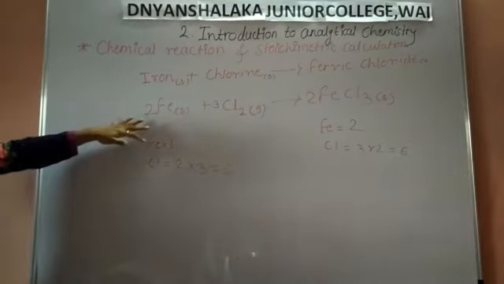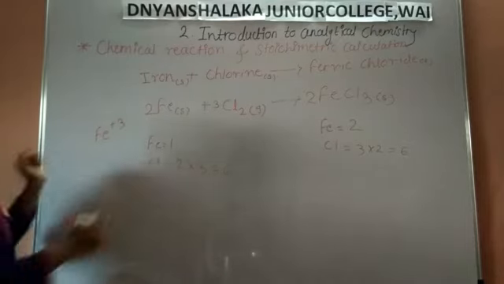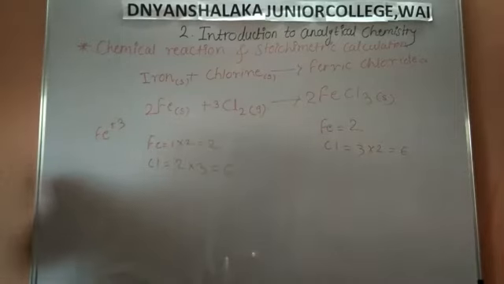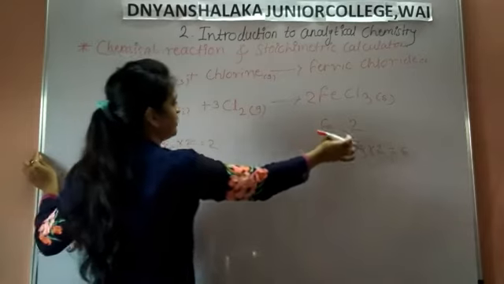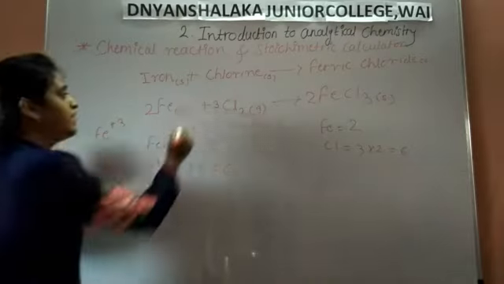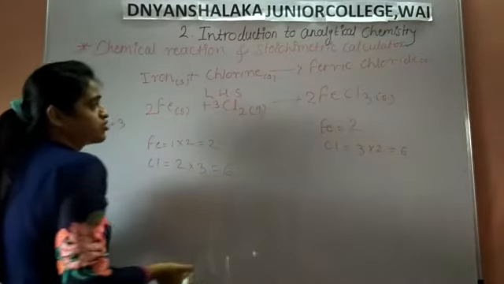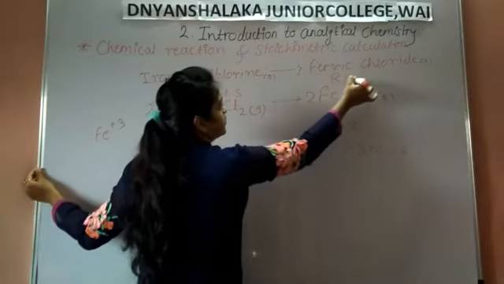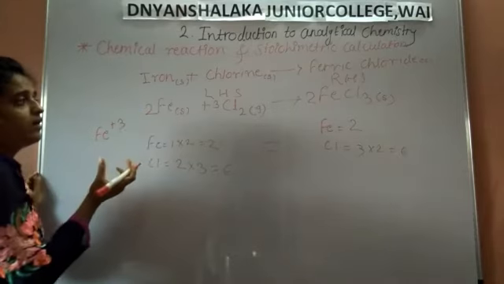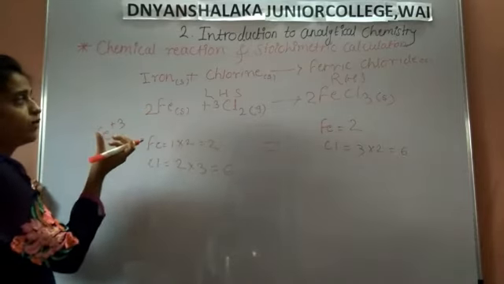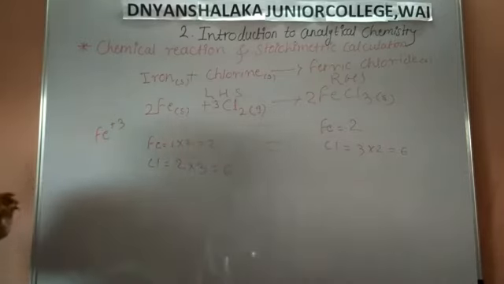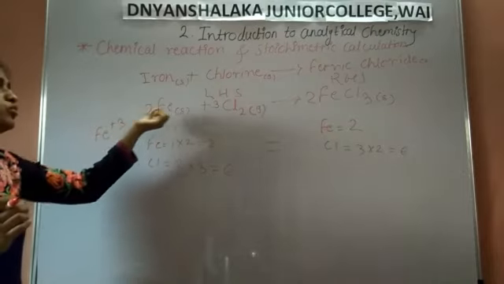So on the left-hand side, iron is 1 into 2, which gives 2 atoms. Chlorine is 3 into 2, which gives 6. On the right-hand side also Fe is 2 atoms and chlorine is 6 atoms. So the stoichiometric coefficients on the left-hand side and right-hand side are equal. The product is 2 moles of ferric chloride, and the reactant side has 2 moles of iron and 3 moles of chlorine. So the numbers of moles we use are 2, 3 and 2.